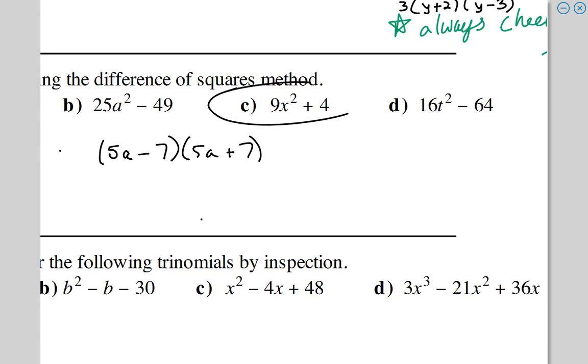Now this one, can I do this one? Why? It's a sum of squares, not a difference of squares. We can't factor sums of squares. Whoa! We cannot factor the sums of squares over the real numbers. Okay, so that's something you might come across later in your studies, but right now we cannot factor those.